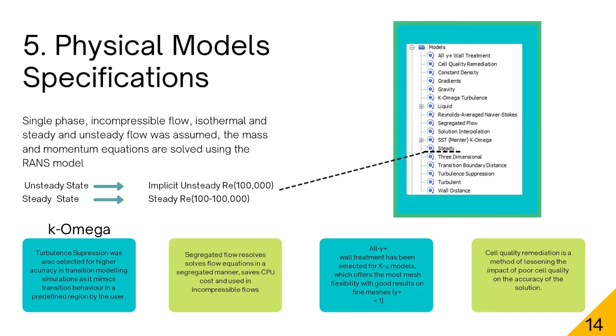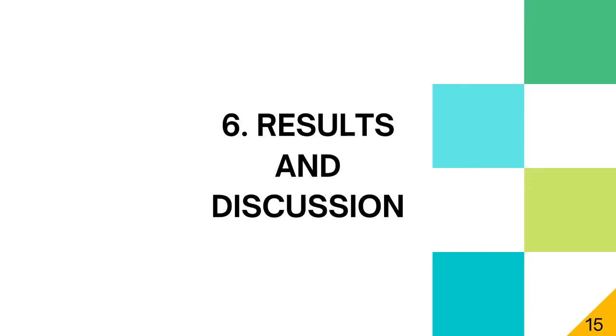Gravity, as it is important to consider its effect. Segregated flow, as it resolves flow equations in a segregated manner, saves CPU cost, and is used in incompressible fluids. SST Menter K omega was selected, and it has the near wall performance and benefits of standard K omega without the sensitivity to free stream conditions.